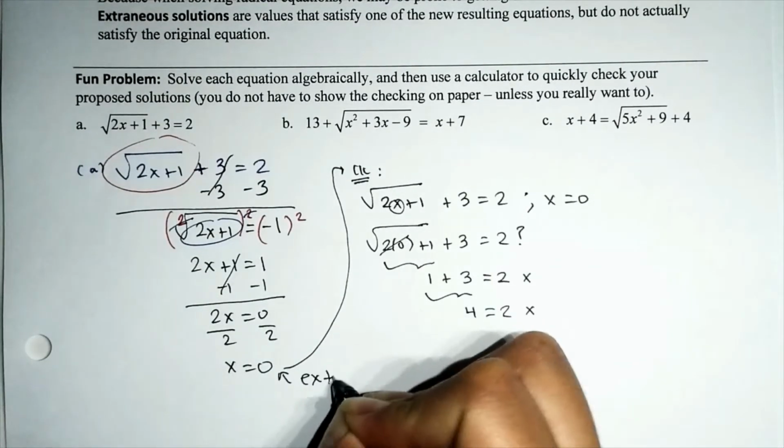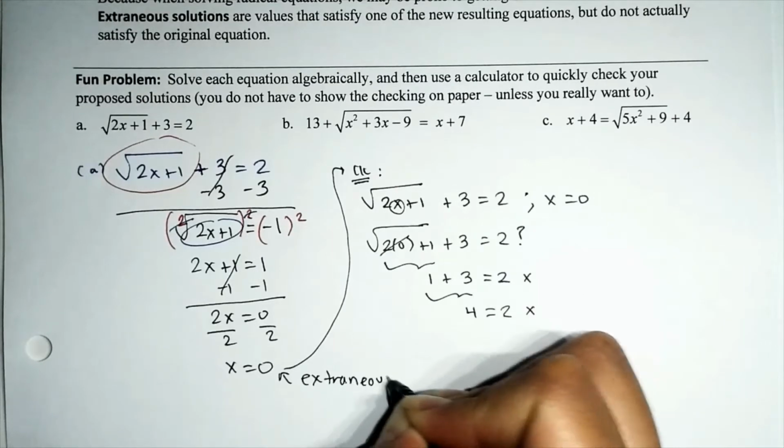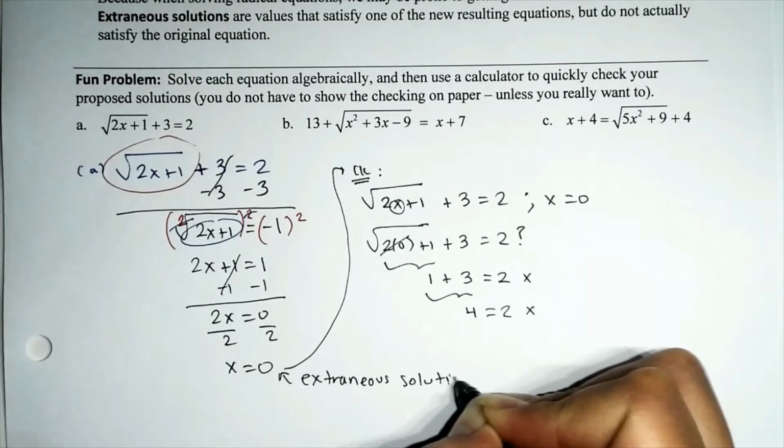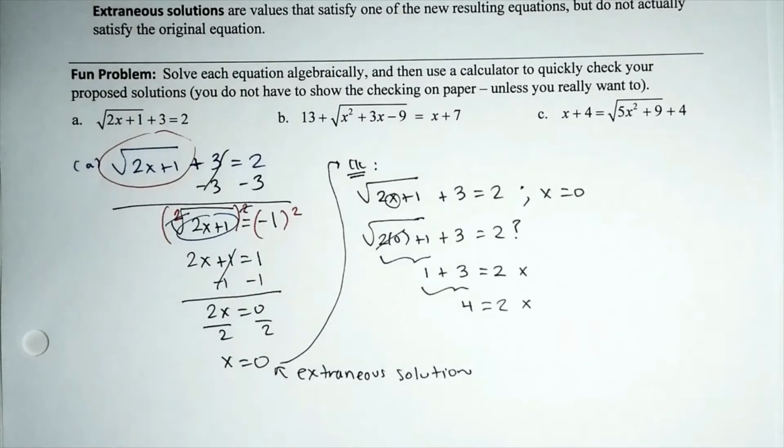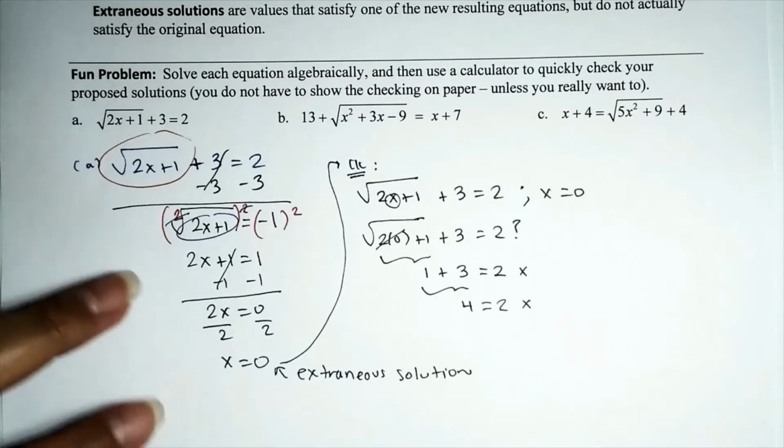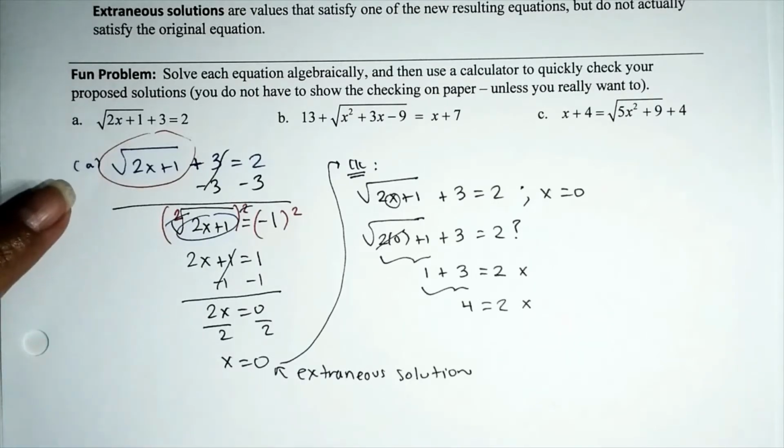You don't have to write this for credit. I just do it for note-taking purposes. I don't want to say that it's wrong. It's just an extra, well, I shouldn't say extra. It's just an extraneous solution, meaning it's a solution of one of the new equations, but not of the original equation. So what are we to do?